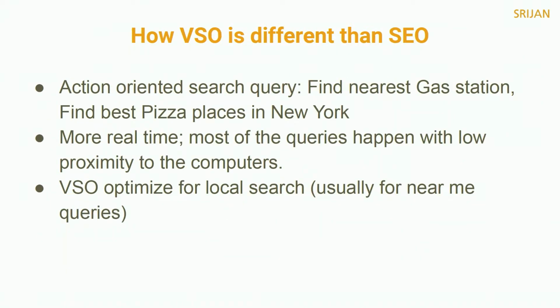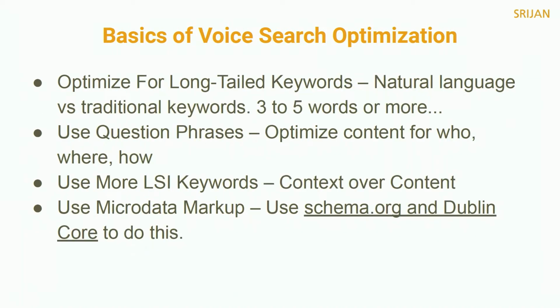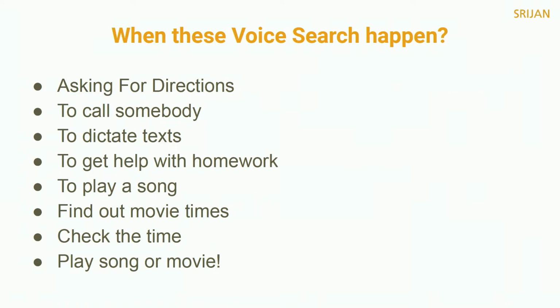Going back to how it's different, voice search optimization, at least right now, from the data that Google gives, is very real time. So if you are at a place and you want to find a pizza restaurant, or find the best places in New York, or a concert, it's very real time, about what is happening with you right now. These are some top voice searches that Google is telling us about.